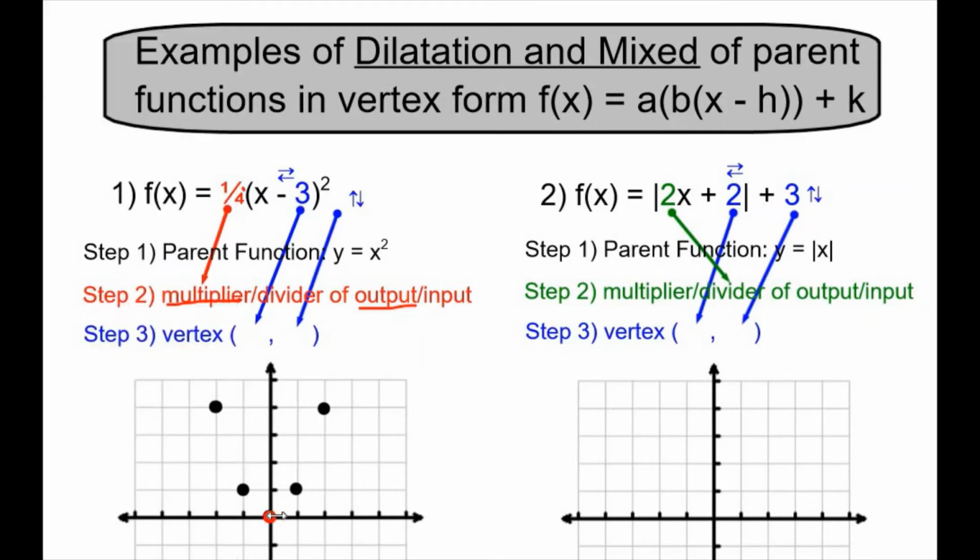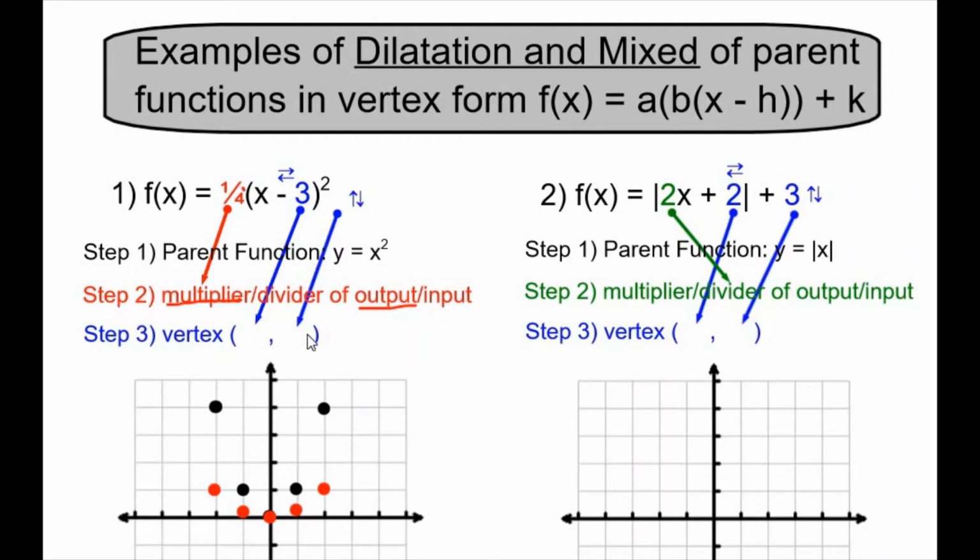So 0 times a fourth is still 0, but 1 times a fourth will be 1/4 of that height. Notice that the x value is still 1, but the output is now 1 times a fourth, which is a fourth. Here, our input value is still 2, and that'll give us 4, but multiply that output by a fourth, and we're now at 1. Same with this one, negative 2 squared is 4, multiplied by a fourth is 1. So from there, we're going to look at the vertex.